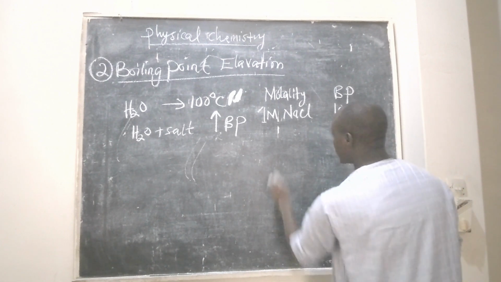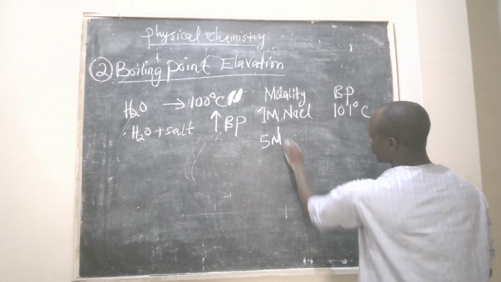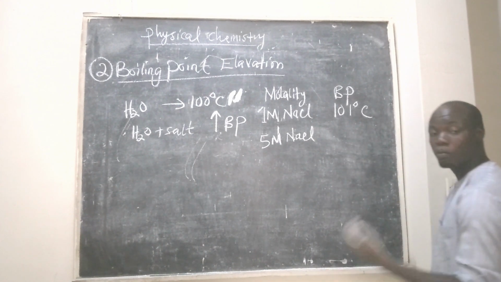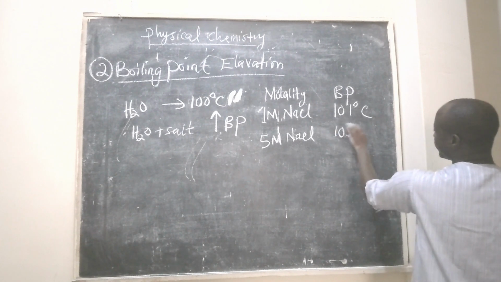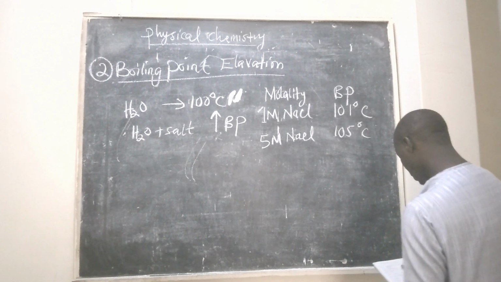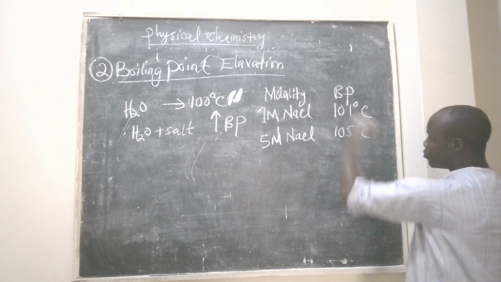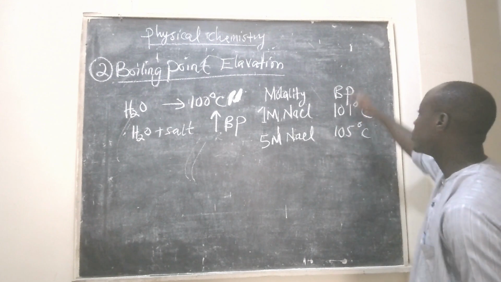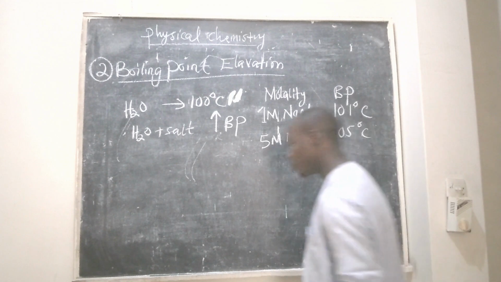And another example: if we have a 5 molar concentration of sodium chloride, the boiling point of water will be increased to 105 degrees centigrade. So also, as we increase the molarity, the boiling point will increase. The more you increase the concentration of the solid particles, the more the boiling point will be increased. And we have a formula for calculating boiling point elevation.